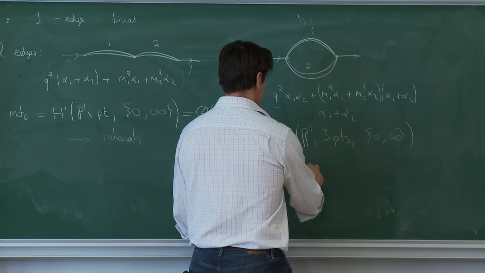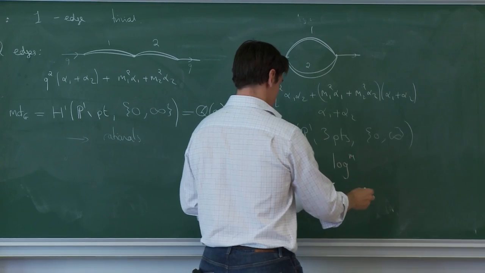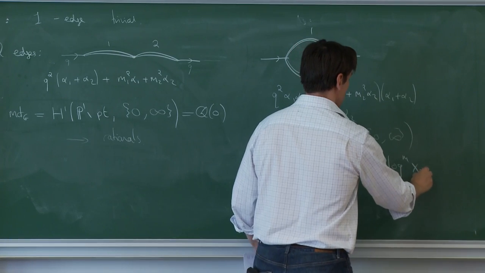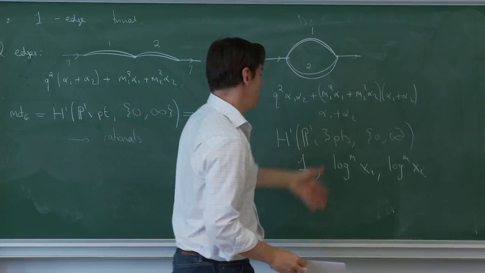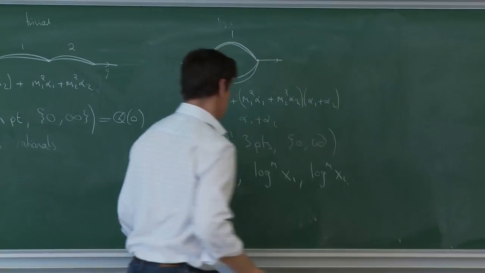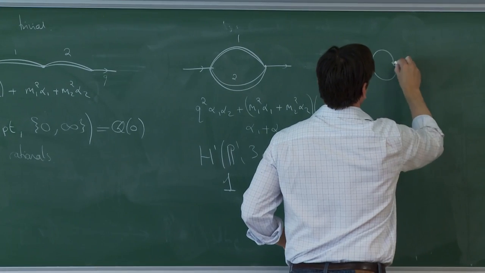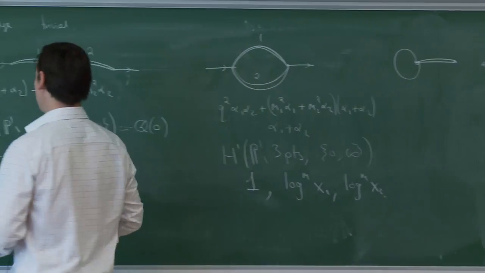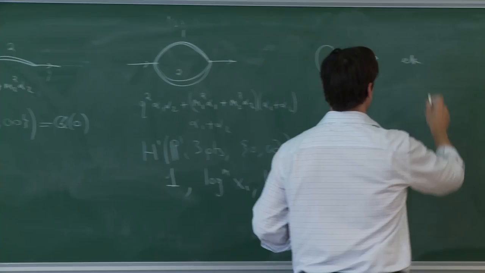And so the motivic periods are only one motivic logarithm of some quantity x1 and a motivic logarithm of some other quantity x2, which you can compute. It's just some function of q and m, and I think it's called the Chilean function in physics. And then there are other more trivial examples, which are kind of trivial. So that's it. We've classified all possible motivic periods that can come from two edges.